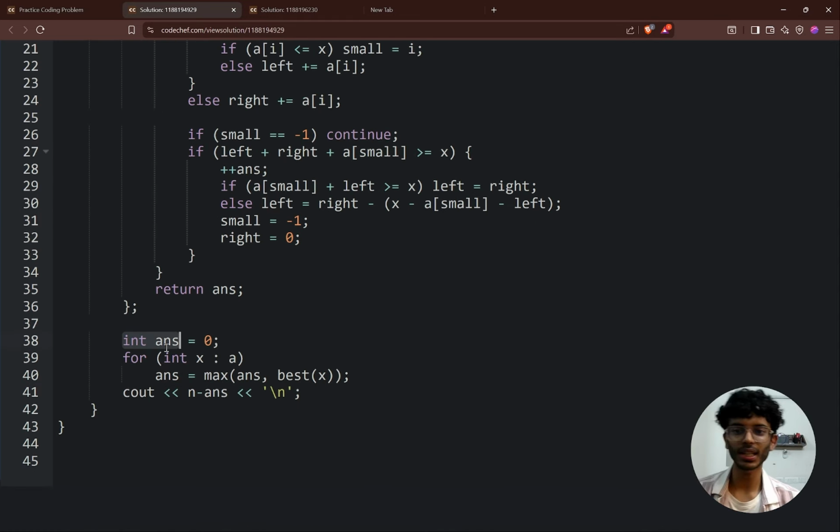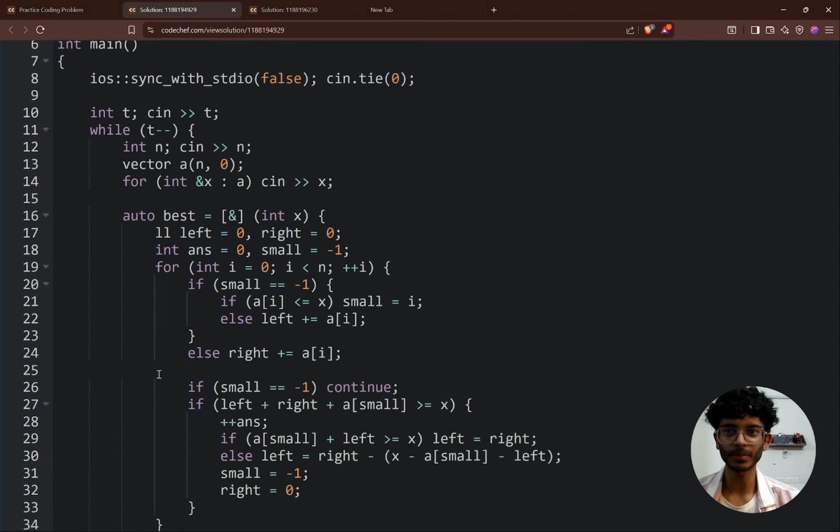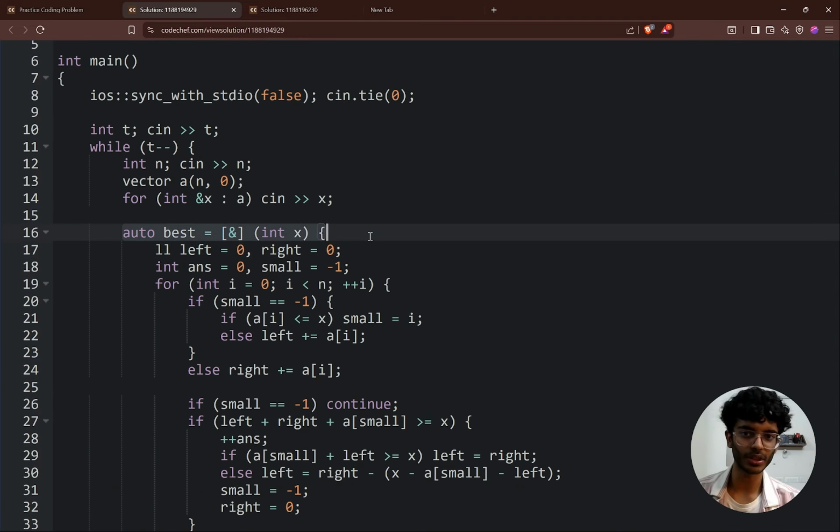Now we'll initialize our answer as 0 and we'll call this best of x function, which will tell us the minimum number of glasses I need to remove for this particular value of x. And we'll take the max over all of them. Now this is a lambda function. You can look over the web on how lambda functions work in C++.